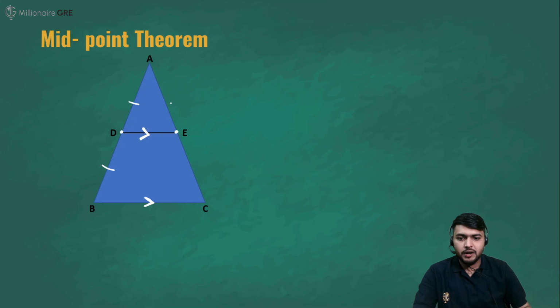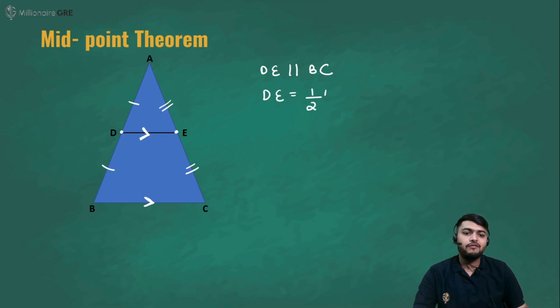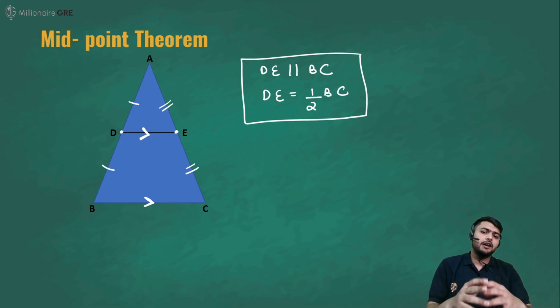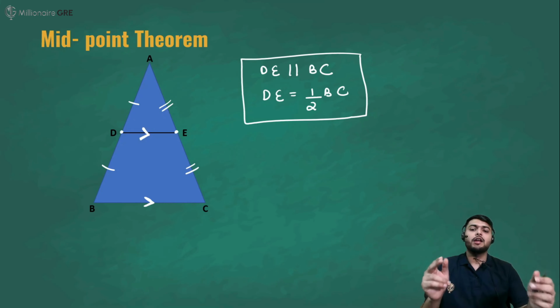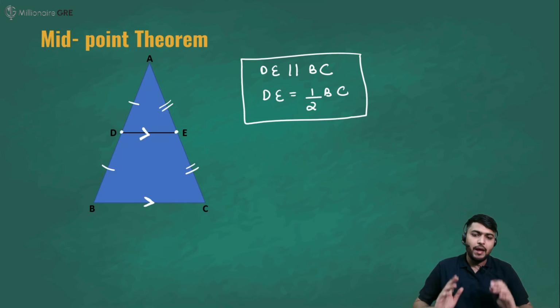So if D is the midpoint and E is the midpoint, then DE is parallel to BC and DE is also half of BC. Okay. Again, let me reiterate. If you join the midpoints of any two sides of a triangle, the line segment formed is half of the third side and parallel to the third side.